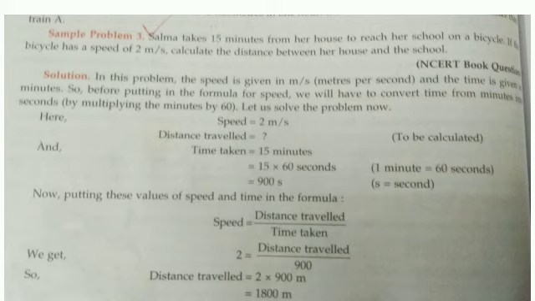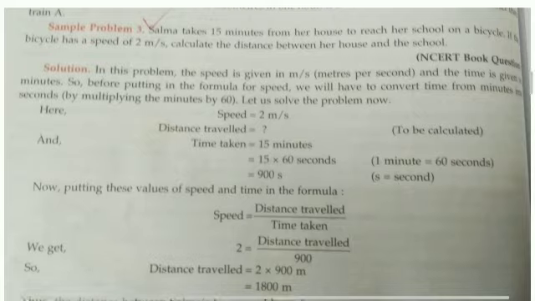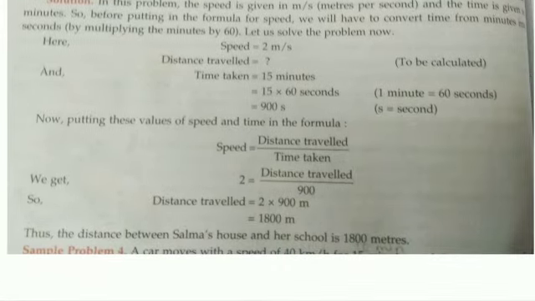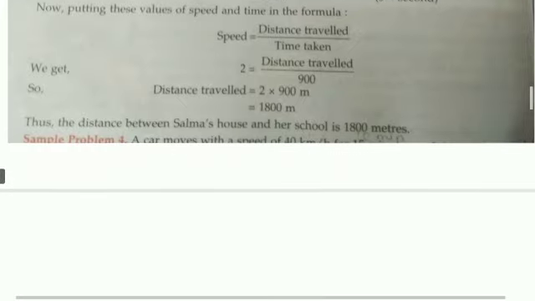So distance is equal to speed into time. Our speed is 2 and time is 900. Distance is equal to 2 into 900, which is equal to 1800 meters. So the distance between Salma's house and school is 1800 meters. Try to understand and watch 2-3 times, then all the numericals will be clear.